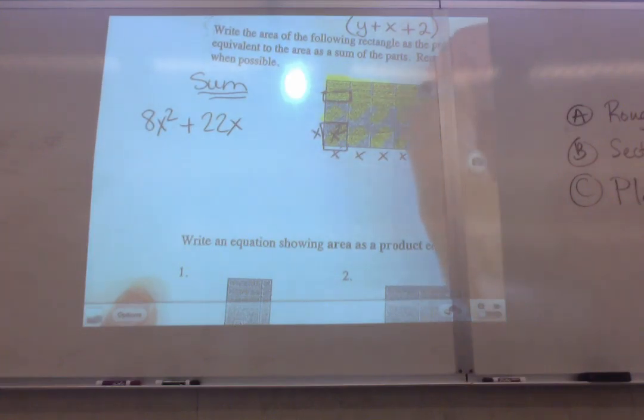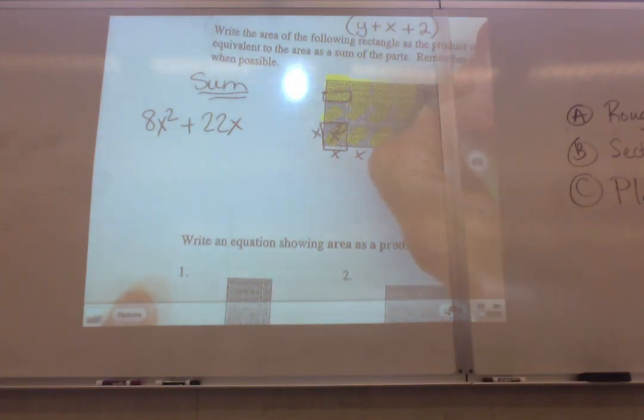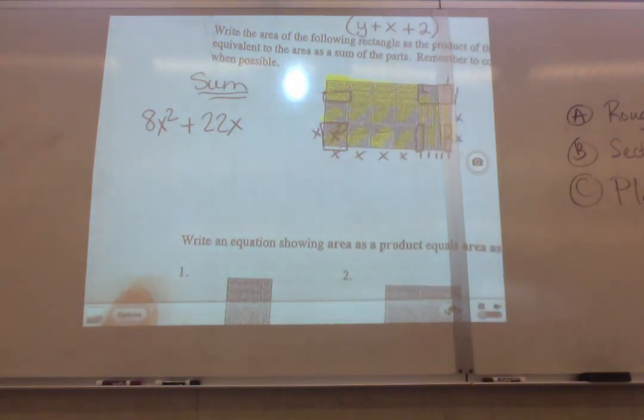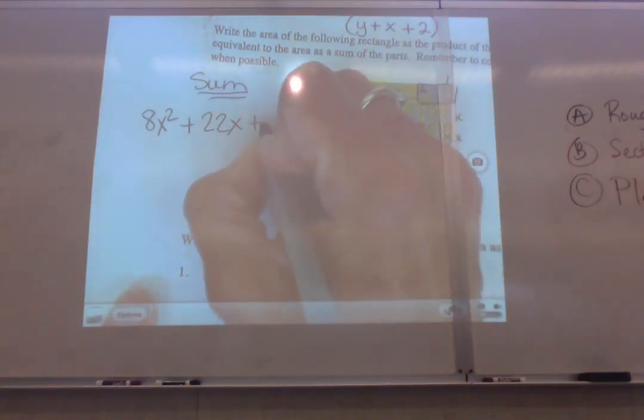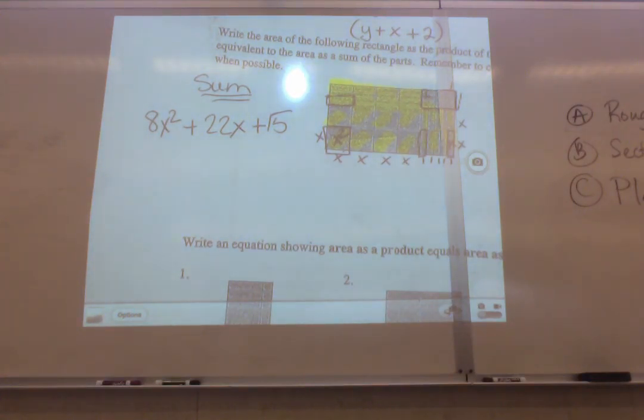Now I have all these little boxes. What are their dimensions? What's their length and width? 1 by 1. What happens when you multiply 1 times 1? So the individual areas are 1. How many of those do I have? 3 by 5 is 15.